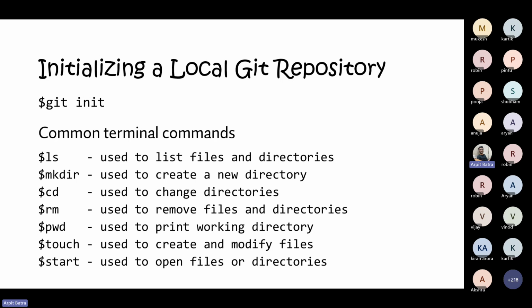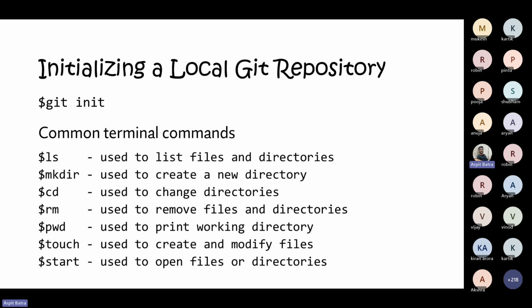Now we have initializing a local Git repository. I already told you these are the commands. So cd is used to change directories. mkdir is used to create a new directory. ls is used to list files and directories. pwd is used to print the working directory. touch is used to create and modify files. start is used to open files or directories. And rm is used to remove files and directories.